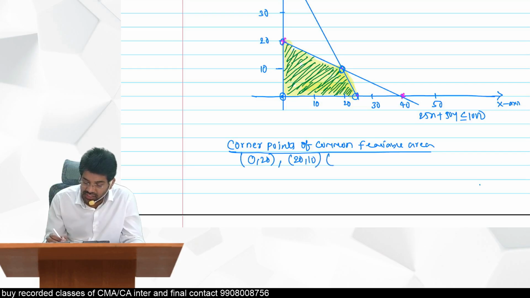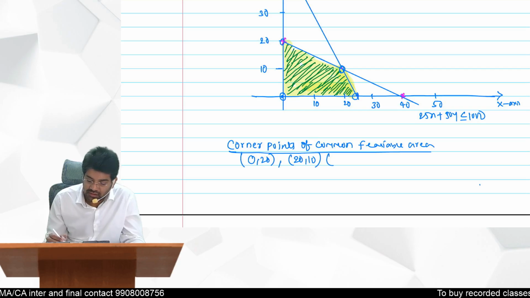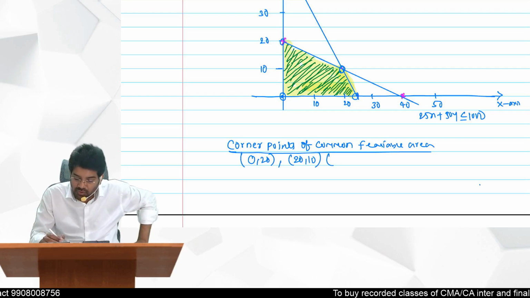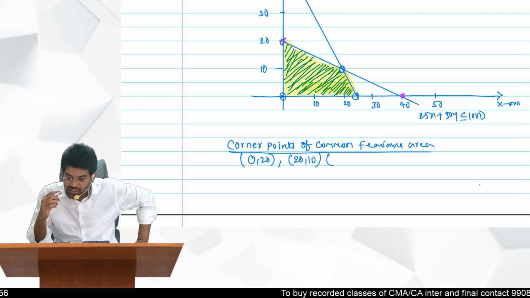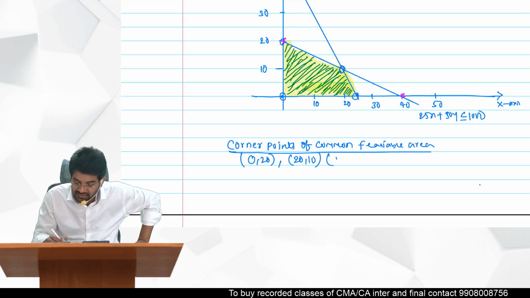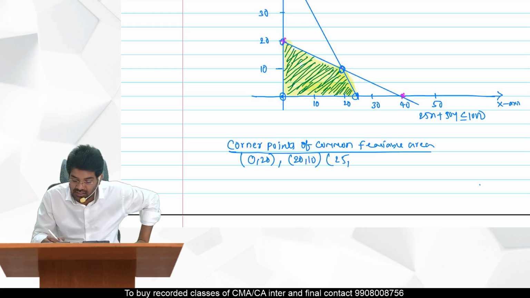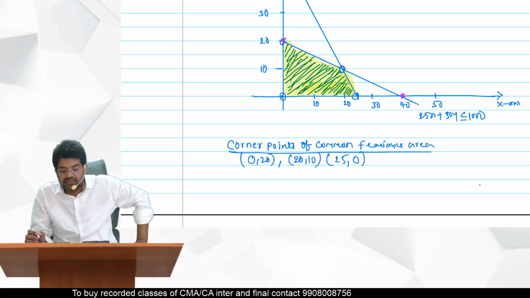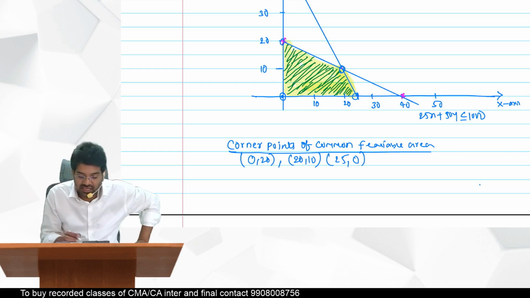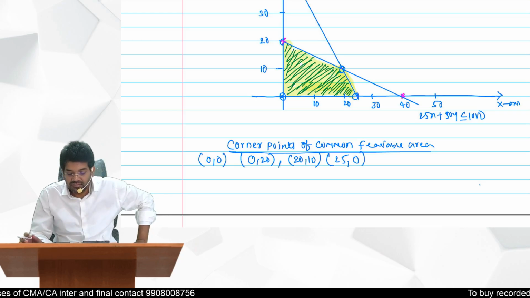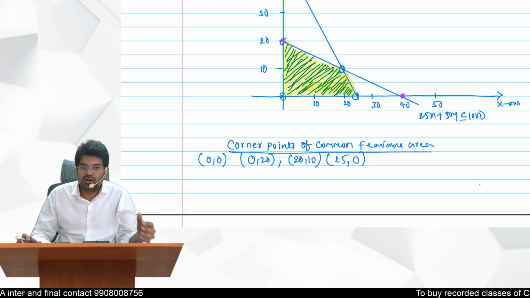The third one, if you see here, so what is that point here? This particular point we have to identify. It is 25 comma 0, exactly falling between 20 and 30. So these are the 3 corner points. The other one is obviously 0, 0. So we got 4 corner points here. Now what we have to do is substitute these corner points in the objective function.